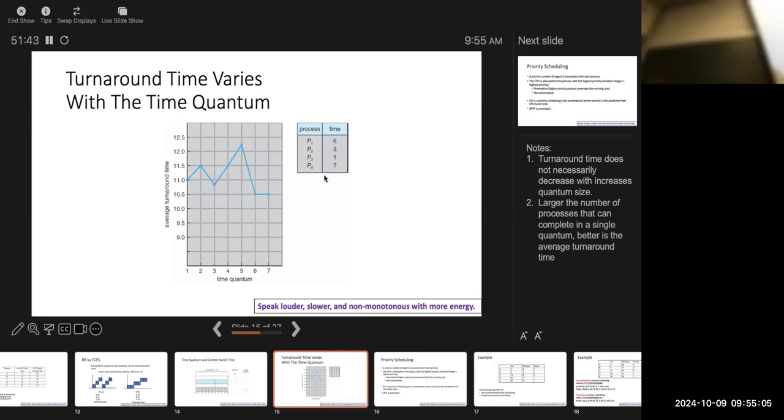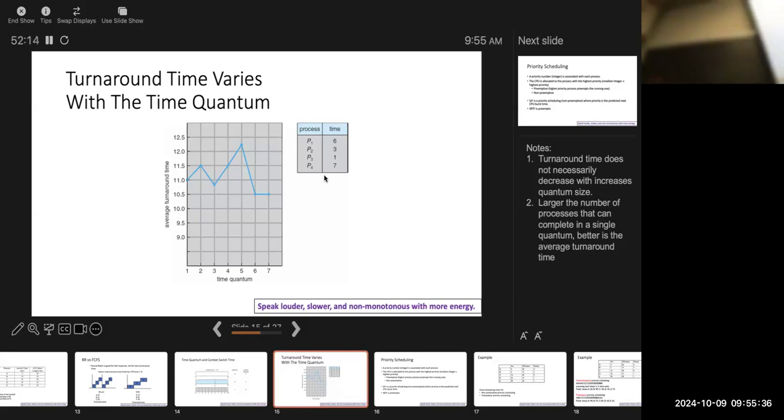Do you get it or not? If a larger number of processes can complete in a single quantum, then that quantum value is better for that particular problem or particular case. So you cannot say that there is always a relationship between the value of the quantum and the average turnaround time, right? Or not? Some faces look confused.